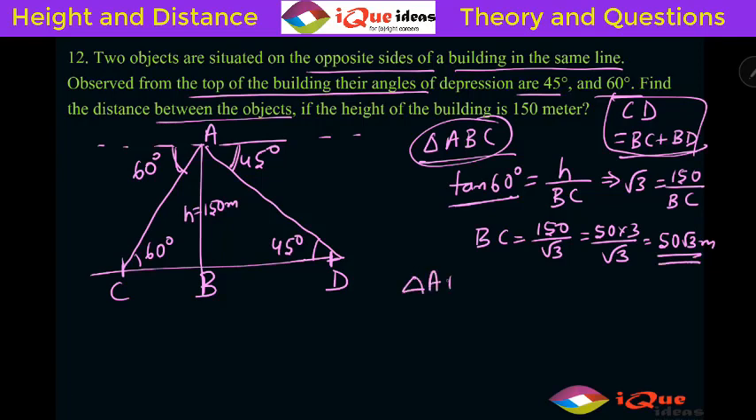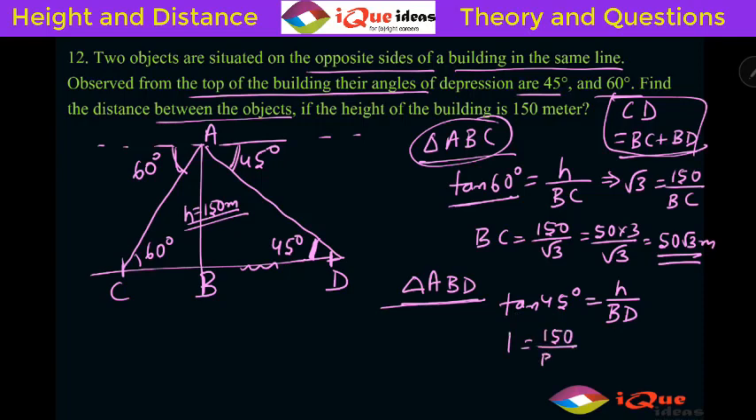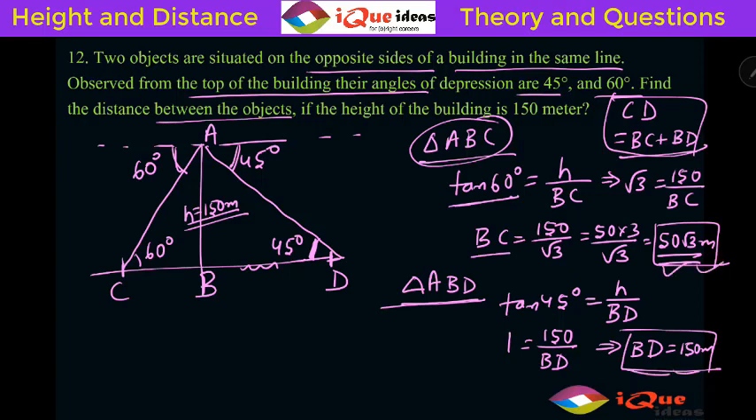And in the triangle ABD, you can see we can take this angle 45 degrees, and tan 45 degrees will be equal to the side opposite to 45, that is H, divided by the adjacent side, that is BD. Right? Now tan 45 degrees is 1, H is 150 meters divided by BD. So from here we get BD equal to 150 meters. Right? So we already have BC equal to 50 root 3 meters and BD equal to 150 meters, and we have to find the distance between the objects, that is CD.